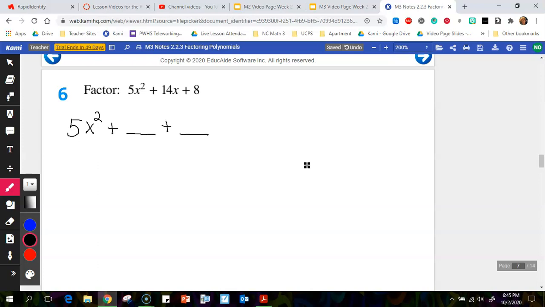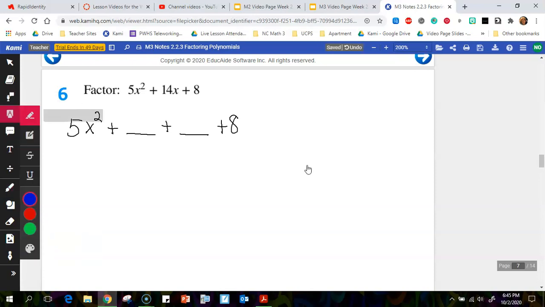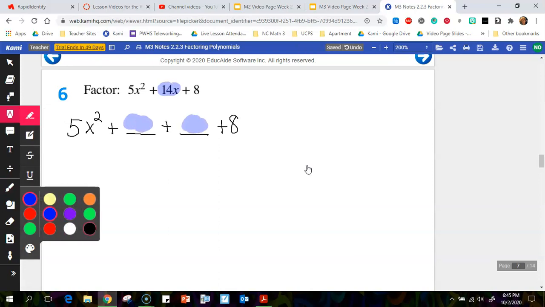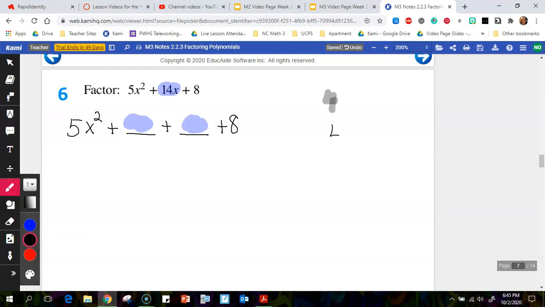I already know these are both going to be plus. Okay, so I rewrote it, and I need to split the 14x into something here and something here that adds up to 14. 5 times 8 is 40. And I need it to add up to 14. What times what equals 40, that when you add them together, they equal 14?